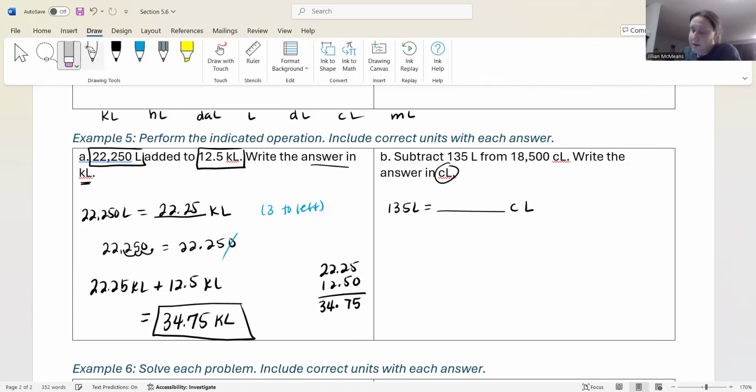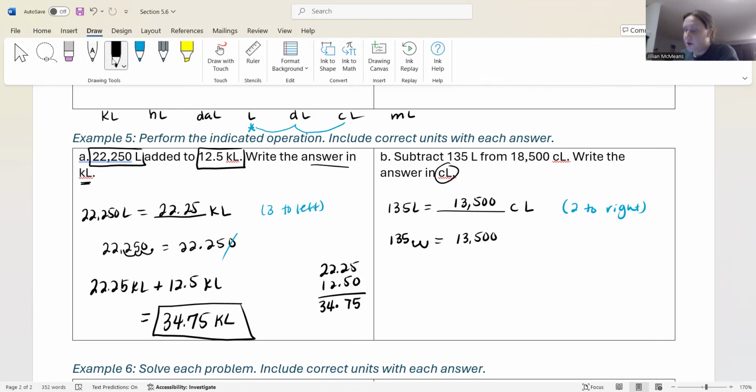Okay, so let's see what that's going to look like. Well, we have liters, which is right here in the middle. We want to convert to centiliters, which means we need to move to the right twice. So this is essentially just multiplying by 100. So 2 to the right. And remember, if you don't see a decimal, you assume it's at the end, and then I'm going to move. So I'm going to put my decimal and then move it twice. So that means I really have 13,500. So 135 liters is 13,500 centiliters.